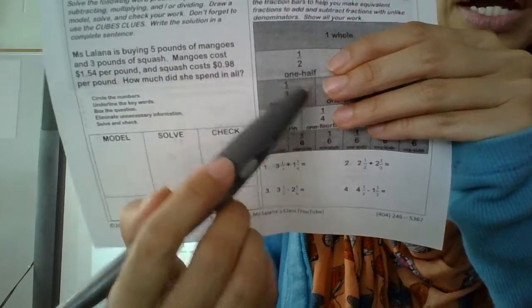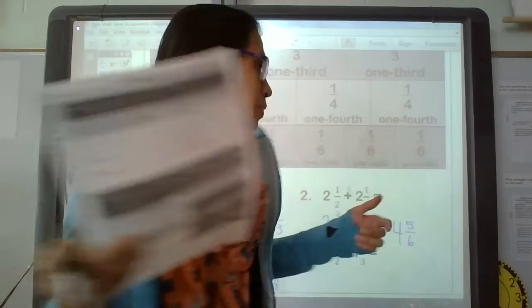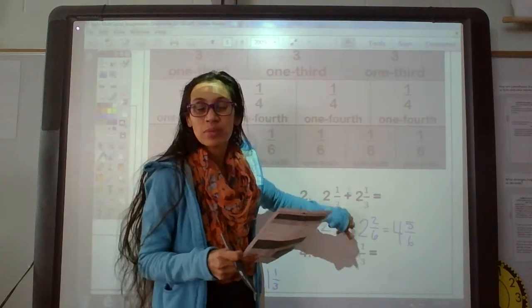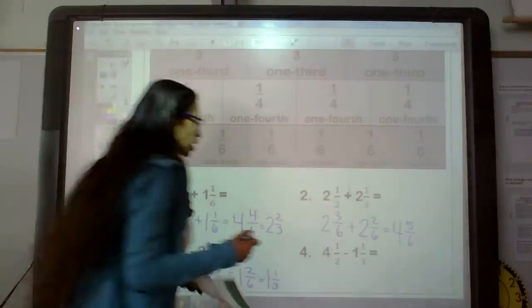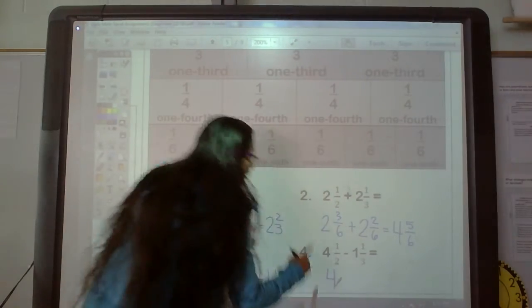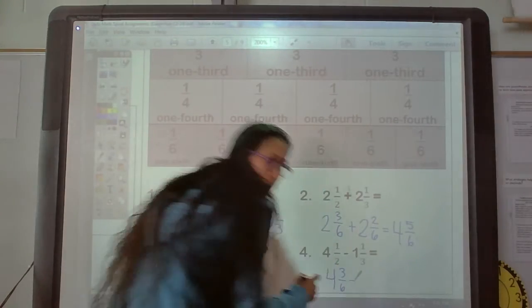Not fourths, not halves, but 2/6. So which one should we use? Which pieces? The sixths. Because look, it's the same thing we did right there. So let's write the 4 and 1/2. How many sixths in half? You should know this by now. 1, 2, 3. 3 right there. 4 and 3/6 minus that 1 and 1/3.